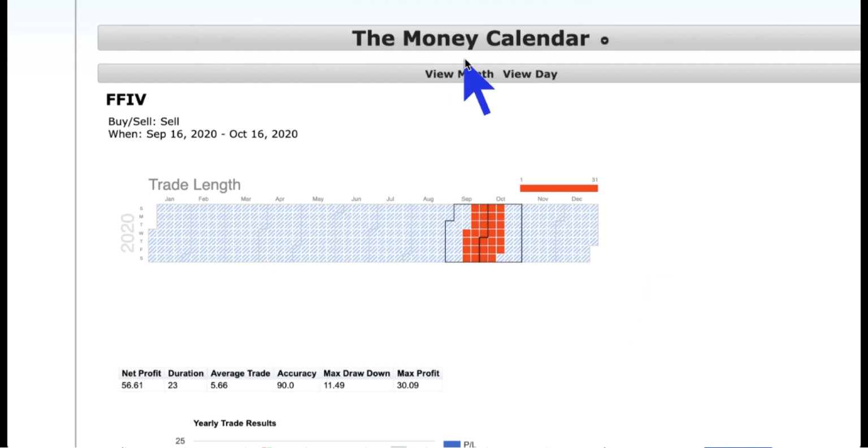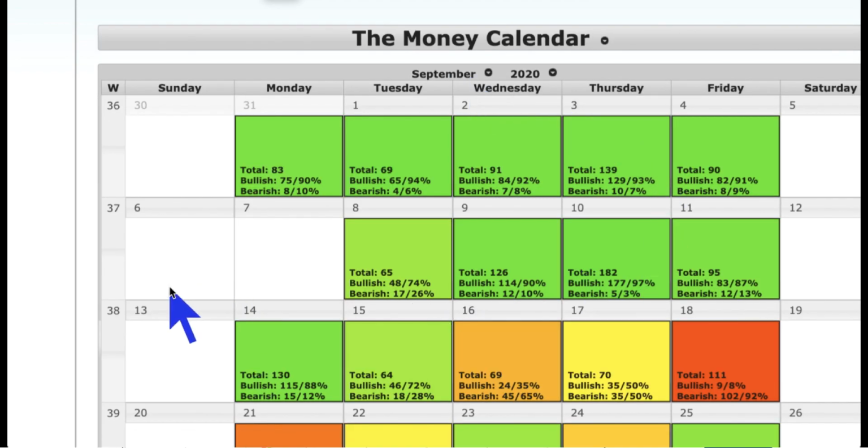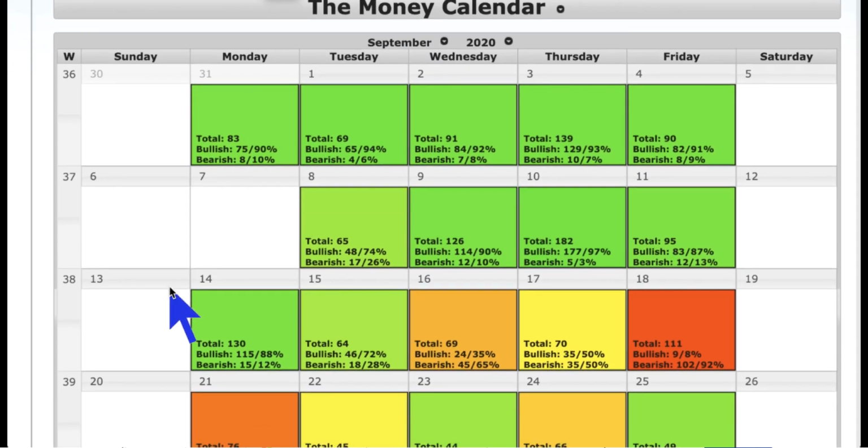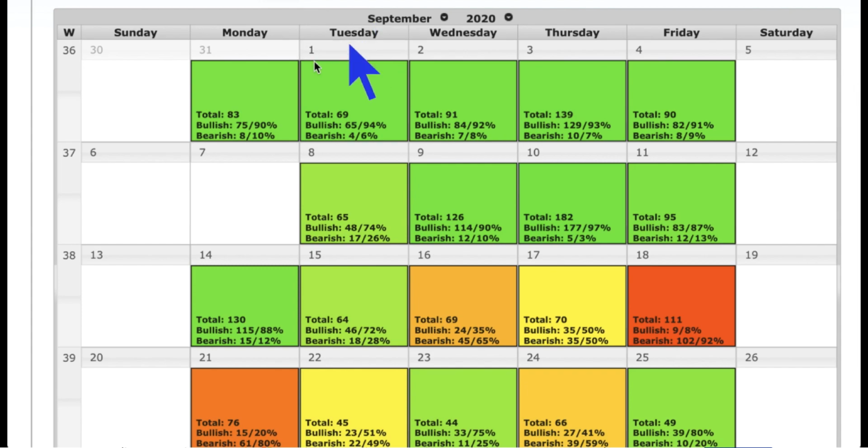All right, so the money calendar is basically, like I said, telling me that we are seeing green into the next 2 weeks, and then things start to change as we head into what is one of only a few seasonally bearish times on the calendar. Mid-September to mid-October is typically seasonally bearish as we head into Q3 earnings.